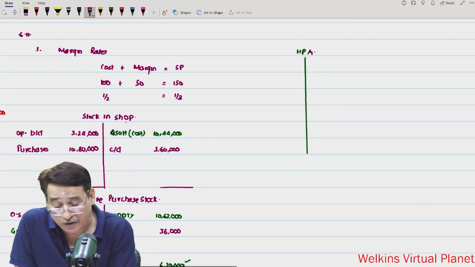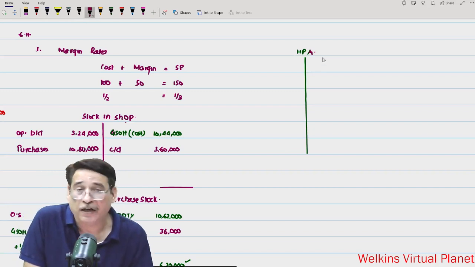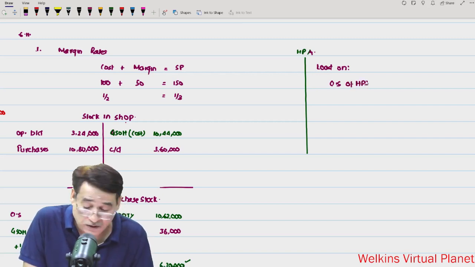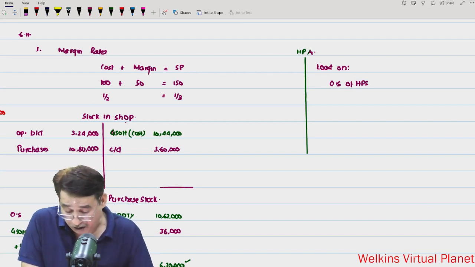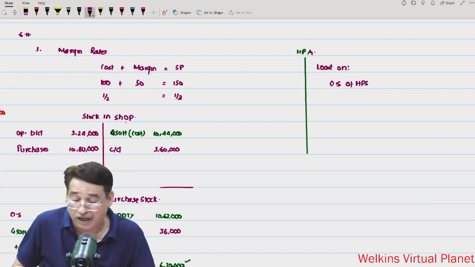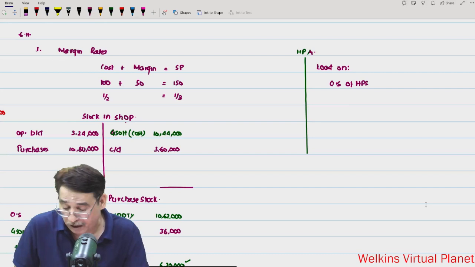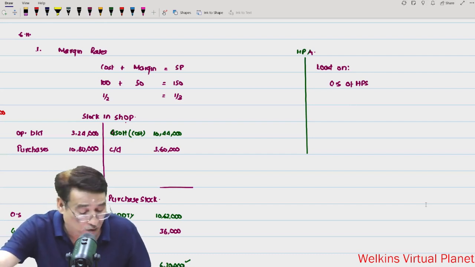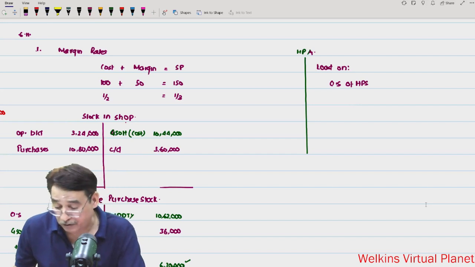In the hire purchase adjustment account, I will simply write what? Loading. So load on opening stock of hire purchase stock account. Now the hire purchase stock account we can see is 1,62,000. So I will have to find the loading of this particular item. That's all. Correct? When I find the loading, 162,000.